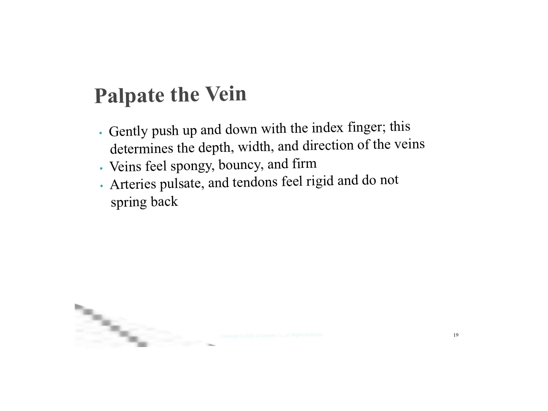We want to make sure we palpate the vein. We're gently pushing up and down with the index finger. This is really determining the depth, the width, and the direction of the vein. Veins feel spongy, bouncy, and firm. Arteries pulsate. Tendons are going to feel rigid and don't spring back. So we want that spongy, bouncy, but firm vein feeling.